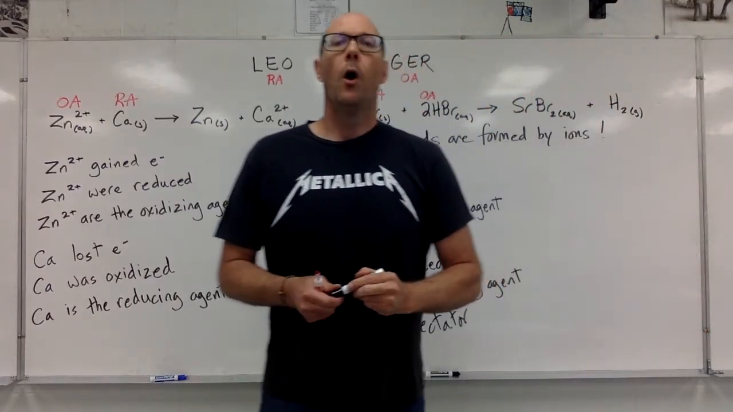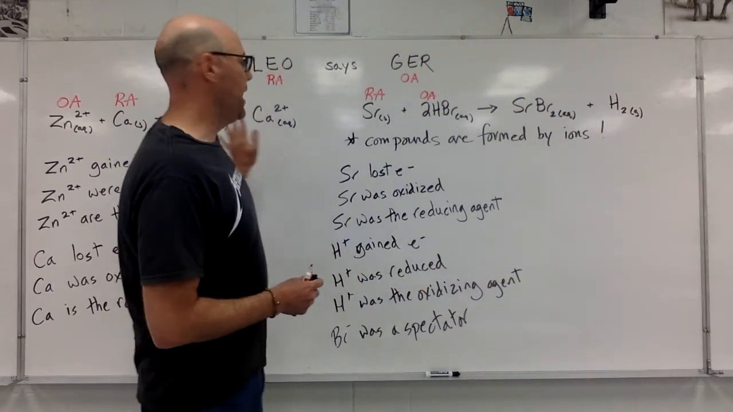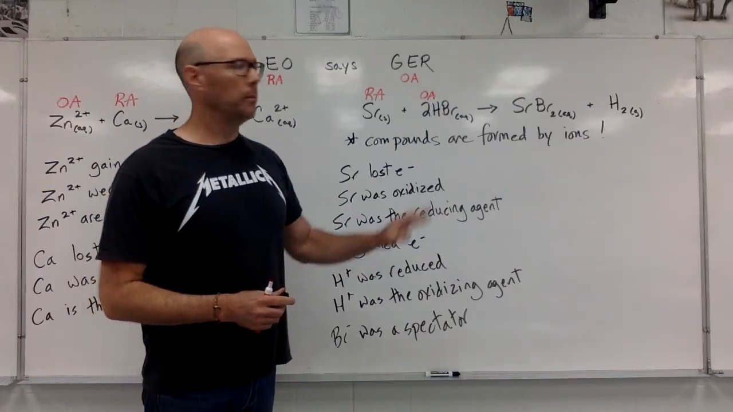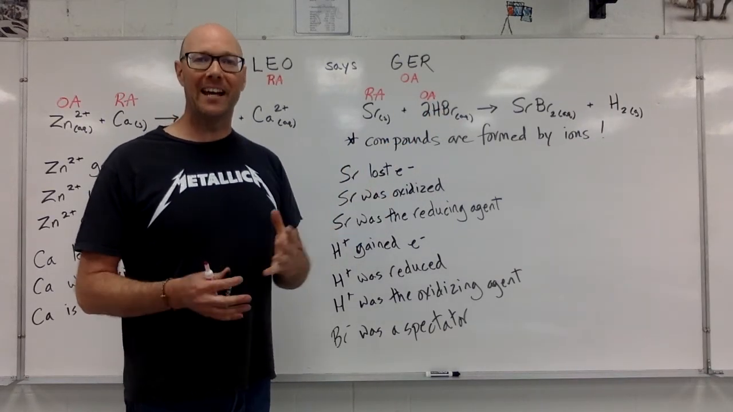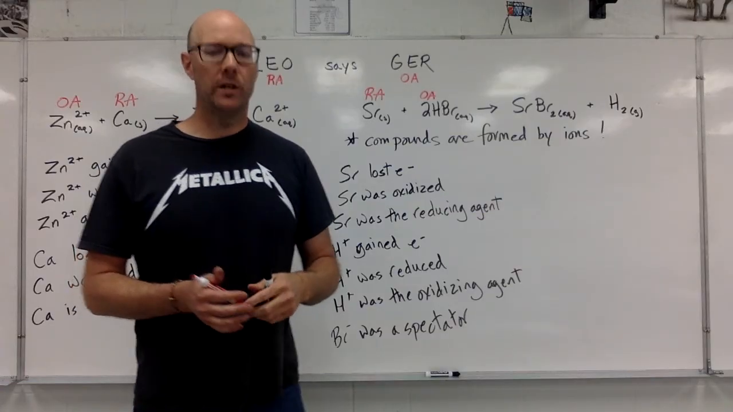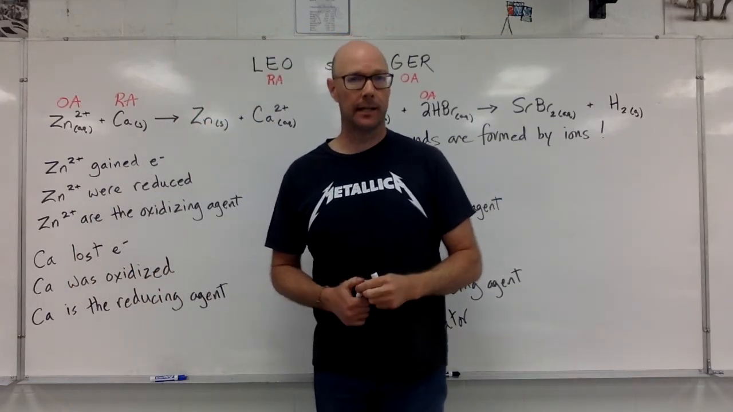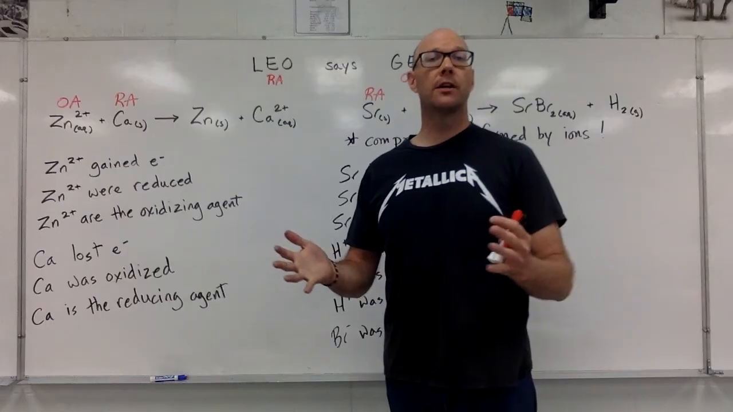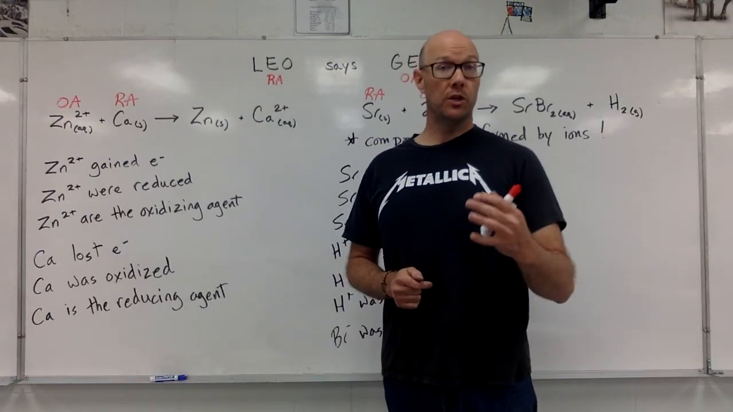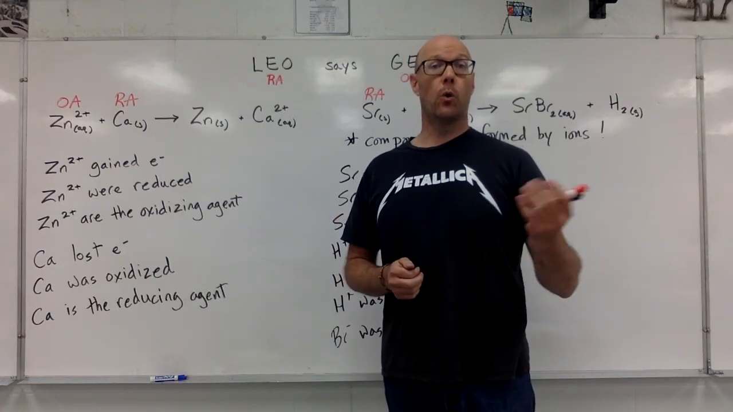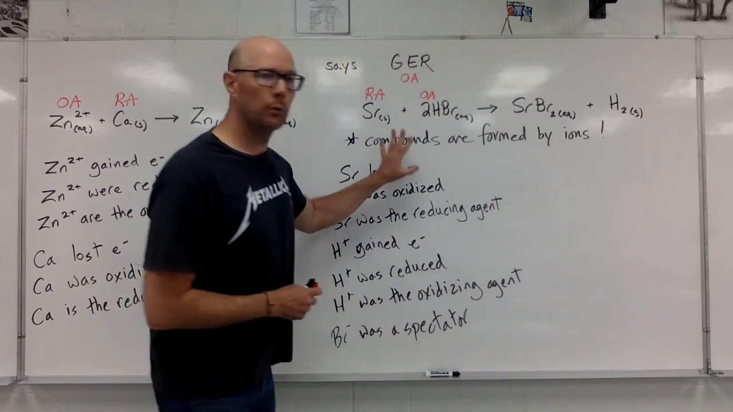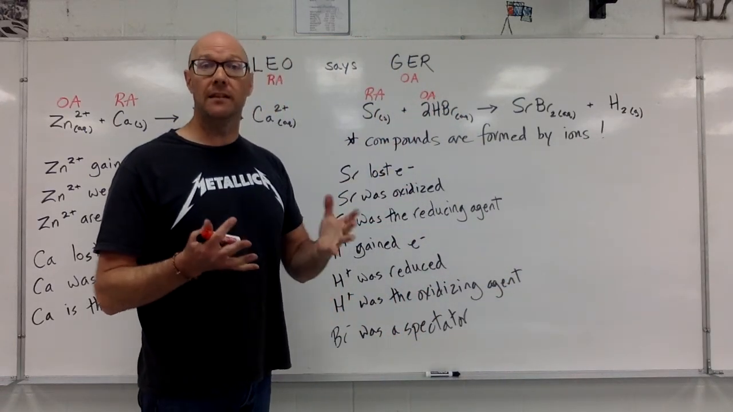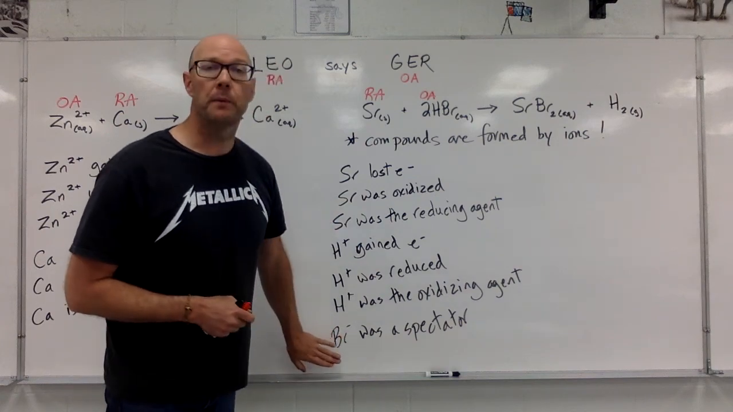So if we have net ionic equations or traditional single replacement reactions, we can analyze them to talk about which chemical was gaining or losing electrons, which chemical was oxidized or reduced, which chemical was the reducing agent or the oxidizing agent, and when we have a single replacement reaction, we might even be able to identify what the spectator ion is.